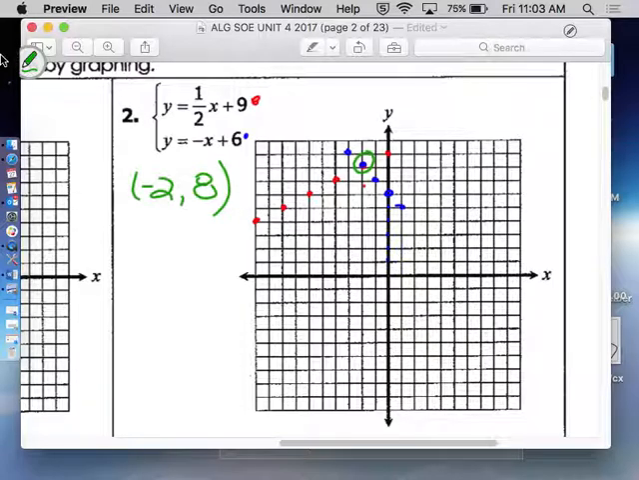So I think that's enough modeling and enough presentation for you to take it from here. Just carefully graph each line, and then we'll pick up the conversation in class.